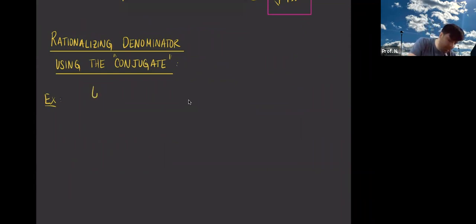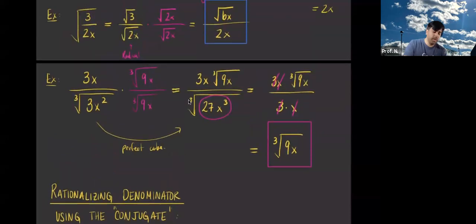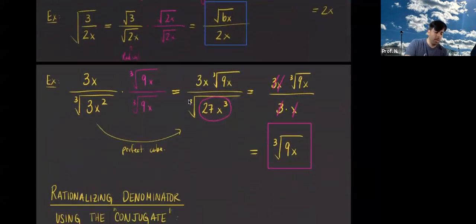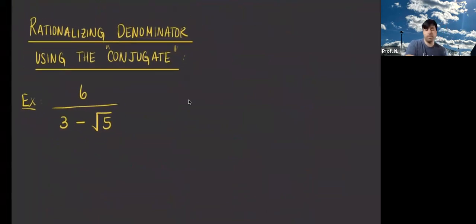What if I get this? 6 divided by 3 minus rad 5. So you see how these other ones, we just have a simple radical underneath, and that's it? Where sometimes we don't just have a simple radical underneath. Sometimes we have a number minus a radical or a number plus a radical. The problem is this radical in the denominator is irrational. I want to make the denominator rational.